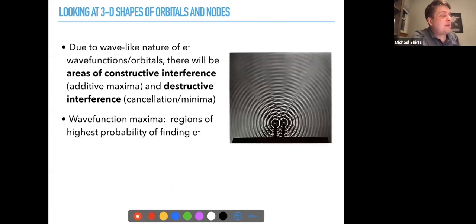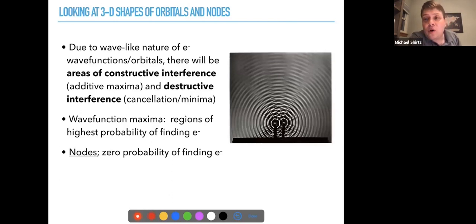So the wave function maxima are going to be the regions of the highest probability of finding the electrons. An important classification tool in this is the idea of a node. There are certain locations around a nucleus where you will actually have 0 probability of finding an electron in that orbital. It's sort of weird.